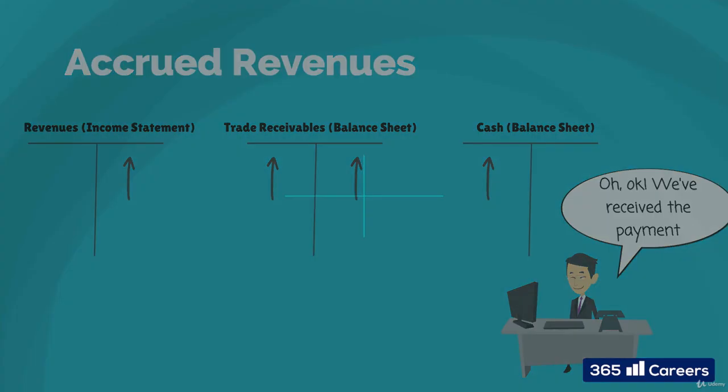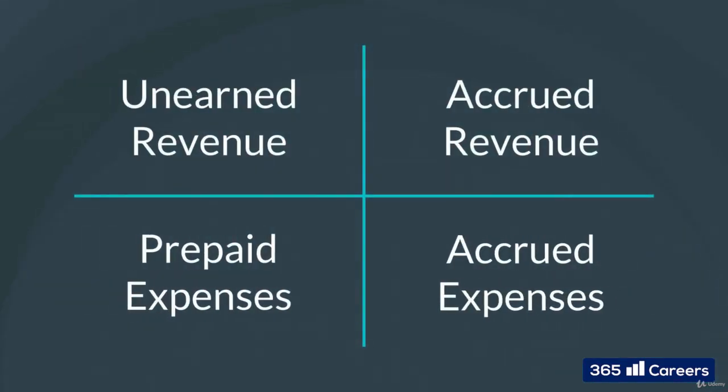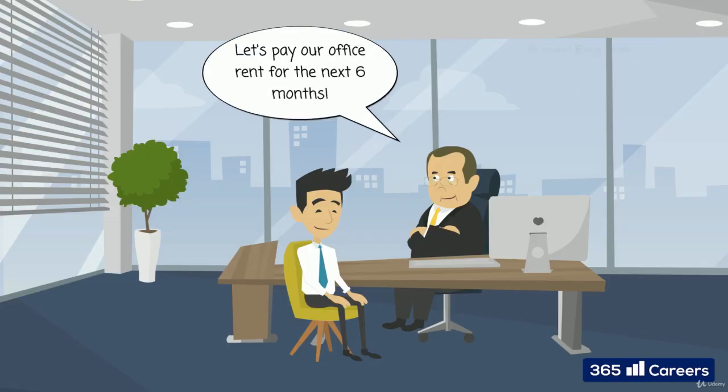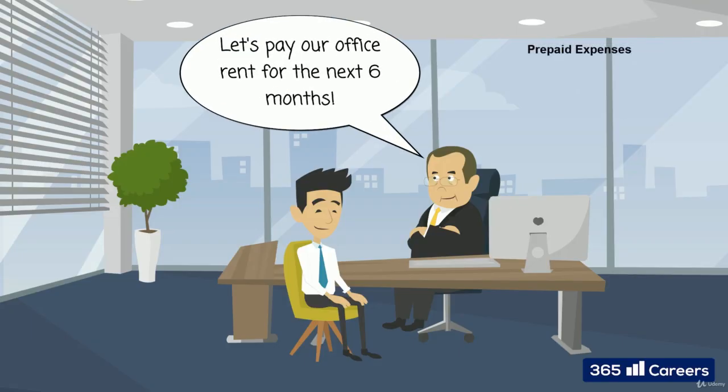Very well. The next 2 types of accruals follow the same logic, but are related to expenses. Prepaid expenses are recorded when a company pays some of its expenses ahead of time. The firm sends an advance payment for a service that will be obtained in the future. This is a cost that will be sustained in the next few periods, but has already been paid.